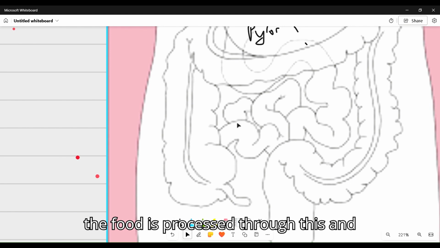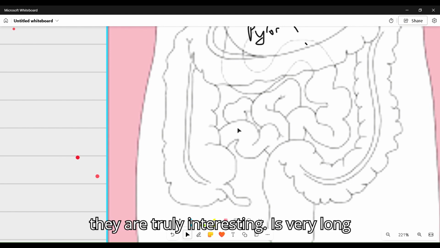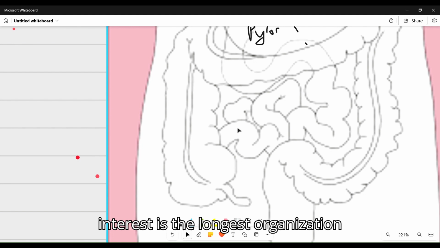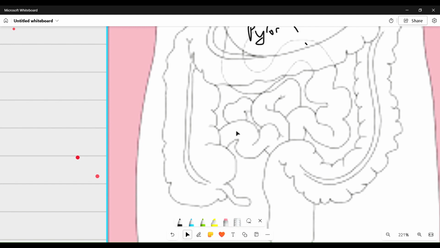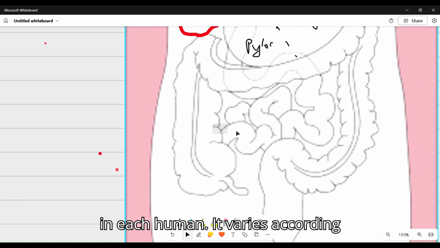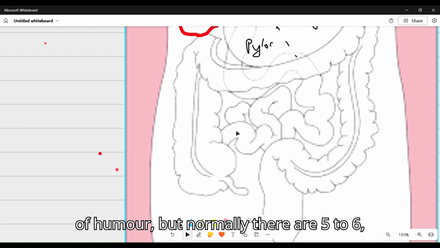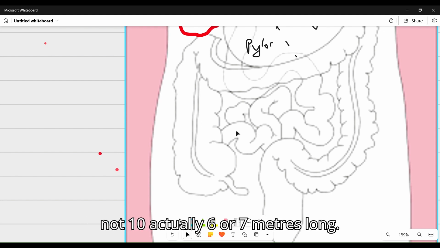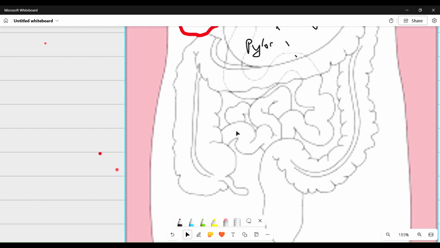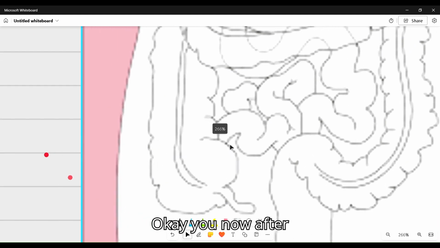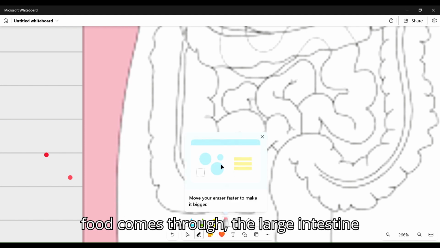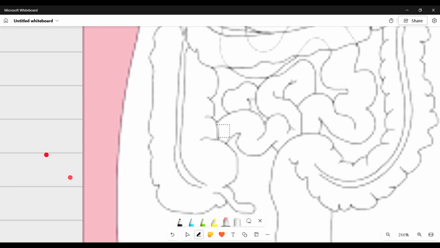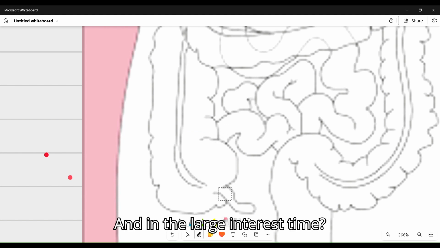The food is processed through this, and actually the intestine is very long. Intestine is the longest organ in our body, not largest. It is approximately 5 to 10 meters long in each human. It varies according to different sizes and ages of humans. But normally they are 5 to 6, not 10. Actually, 6 or 7 meters long. After the digestion is done in the small intestine, the food goes through the large intestine.